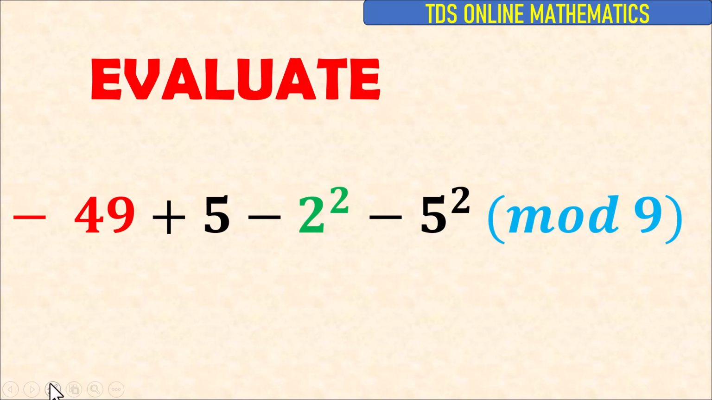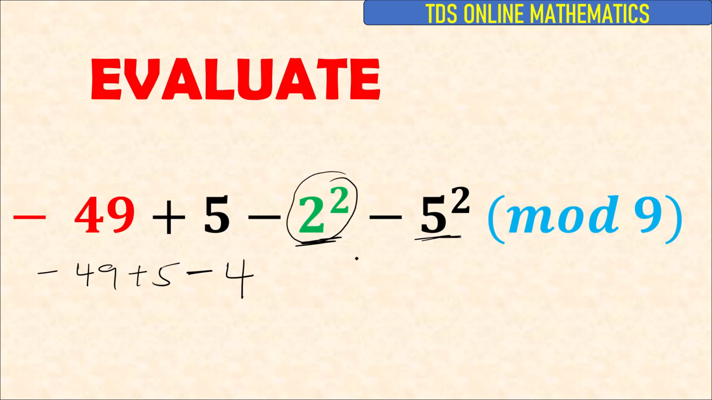So this one is very simple. We need to work on this, and be very careful here. We have minus 49 plus 5. This one alone is 2 squared, 4, and this one alone is 5 squared, 25, mod 9.